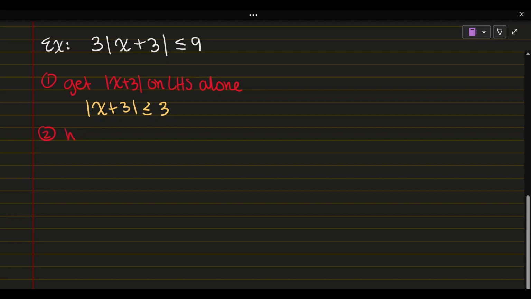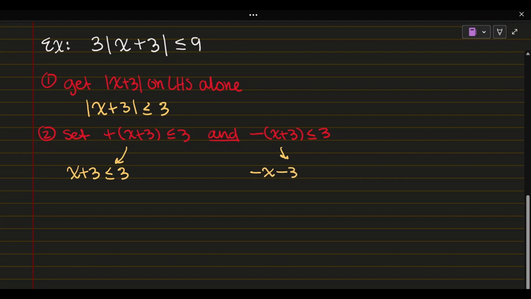So we'll set positive x plus 3 less than or equal to 3, and negative x plus 3 less than or equal to 3. So this gives me two separate expressions. So I have x plus 3 less than or equal to 3, and negative x minus 3, distributing that negative, less than or equal to 3.